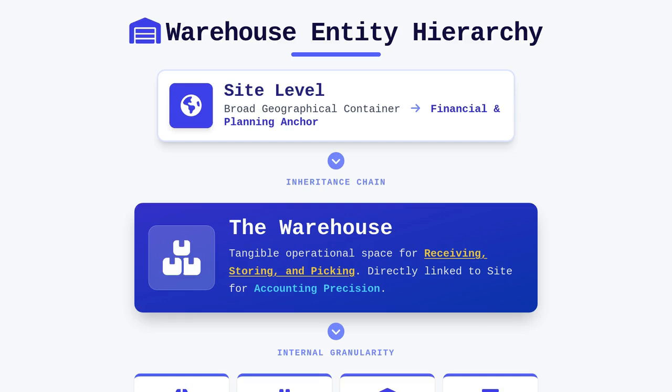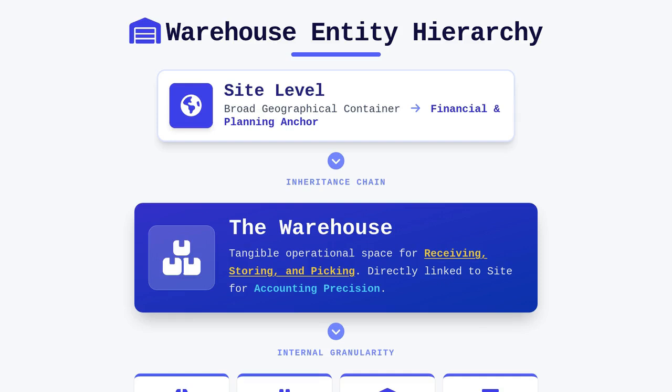Below the site level, we find the warehouse, which acts as the primary entity for tracking physical stocks within your operational facilities. While a site is a broad geographical container, a warehouse is the tangible space where items are received, stored, and picked for shipment. You can further refine these spaces using internal location tracking components such as aisles, racks, shelves, and bins, providing the granularity necessary for effective warehouse management system operations.